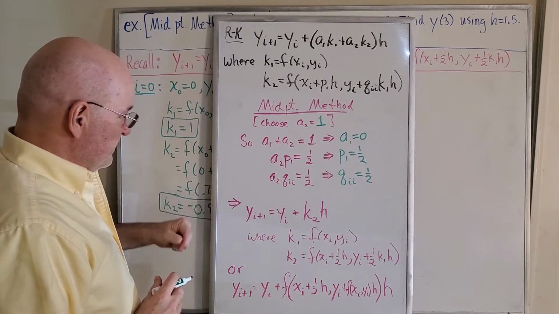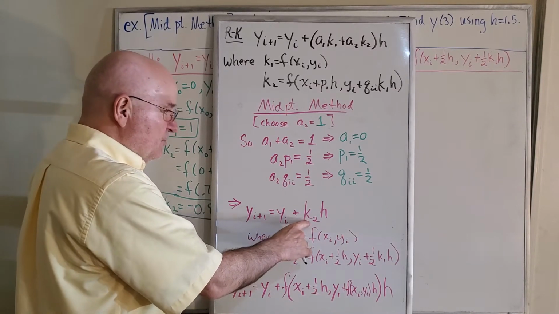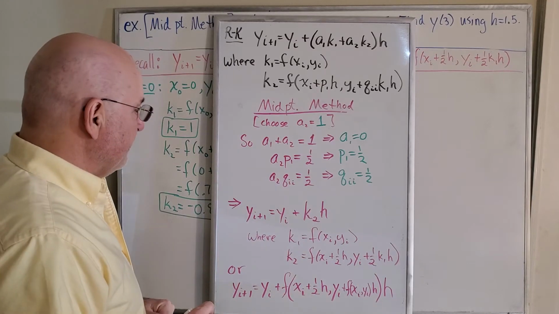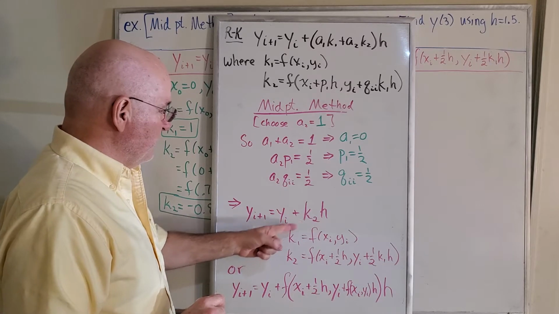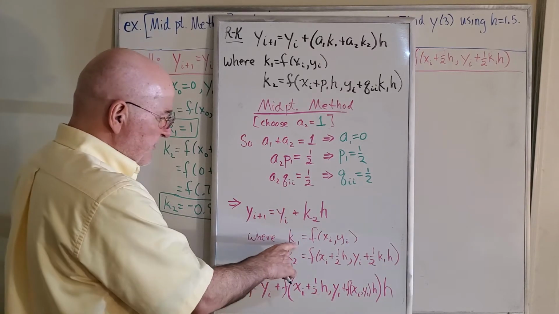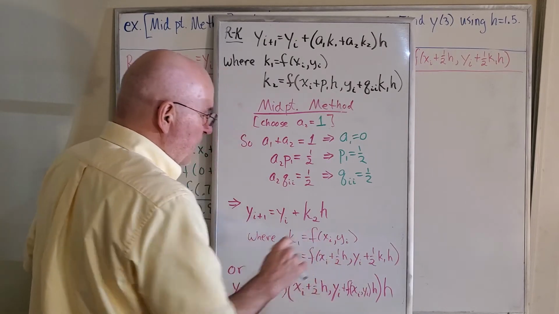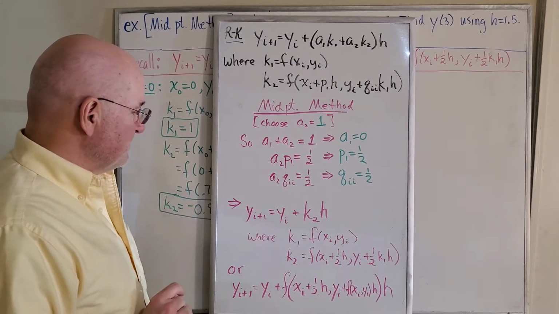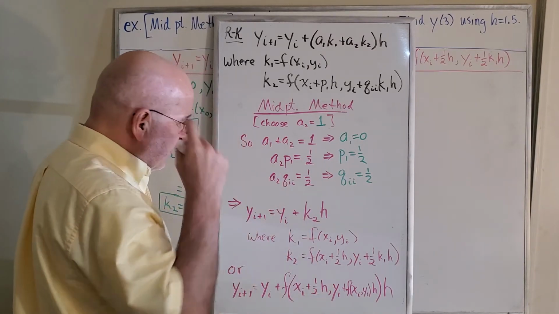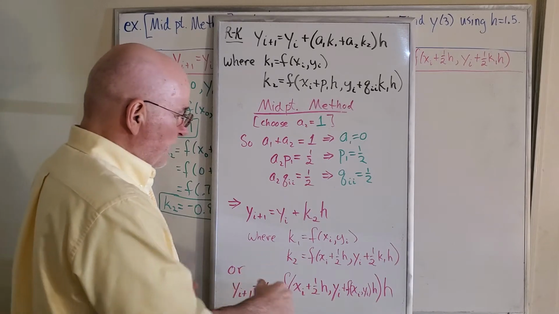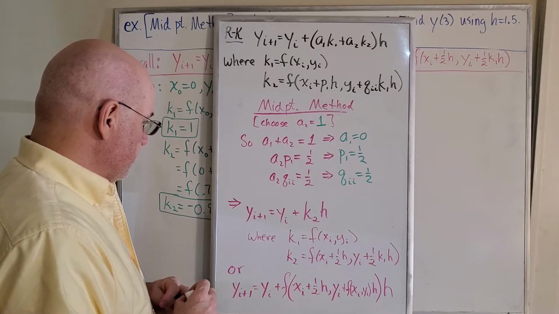And we end up getting this: y(i+1) is equal to yi plus k2 times h. Now you might think, why do I even need k1? It doesn't show up anywhere here, but remember that k2 is a function of k1. It requires k1. So k1 is the same as before. k2 is simply going to be f of (xi plus 1/2 h, comma, yi plus 1/2 k1 times h).